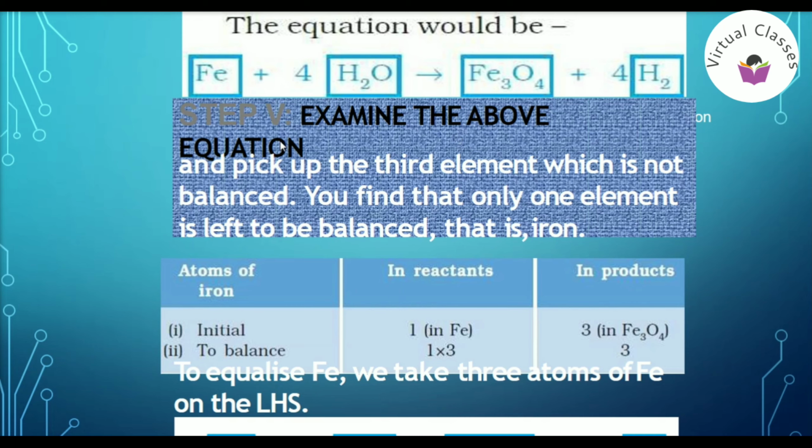Now, examine the above equation and pick up the third element which is not balanced. You find that only one element is left to be balanced, that is iron. Initially, the number of iron atoms on the reactant side is 1 and product side is 3. So to equalize Fe, we take 3 atoms of Fe on the LHS too. Right?